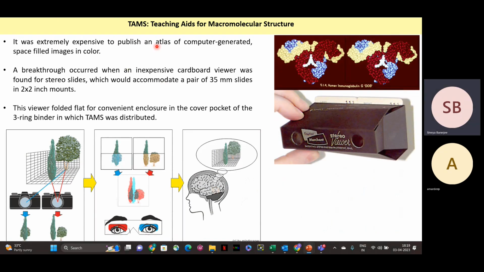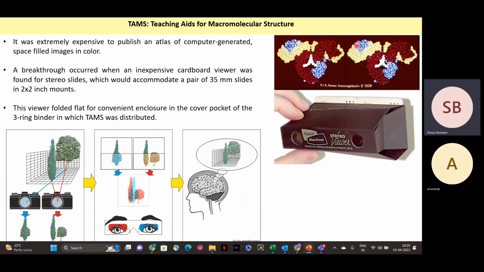To help with understanding and learning the computer representation, something called TAMS, which stood for Teaching Aids for Macromolecular Structure, was brought out. People were seeing that it was becoming very expensive to publish an atlas of computer generated space filling images in color. So it was found that a cardboard viewer could be used to look at stereo slides. These two are called stereo view images of the protein. If you look at it, it looks like a two-dimensional representation.